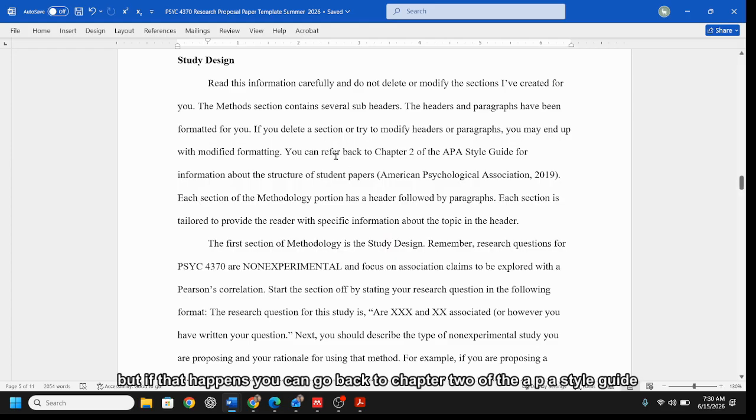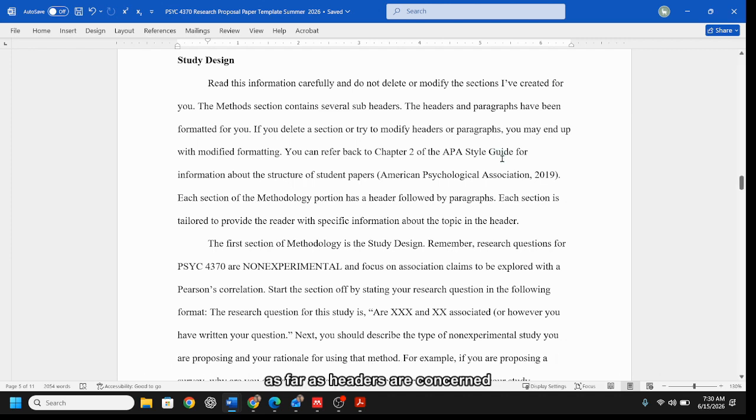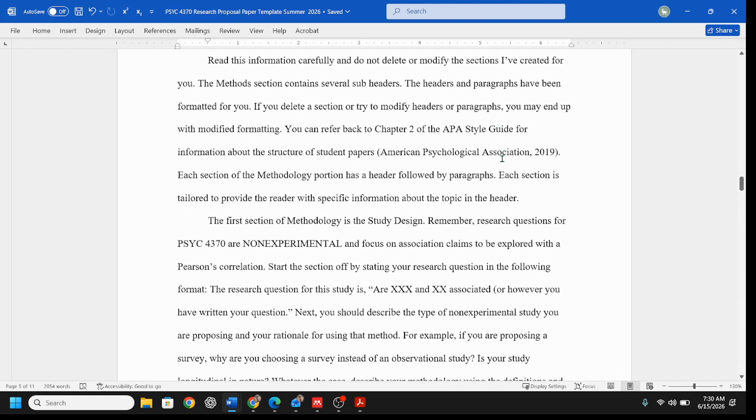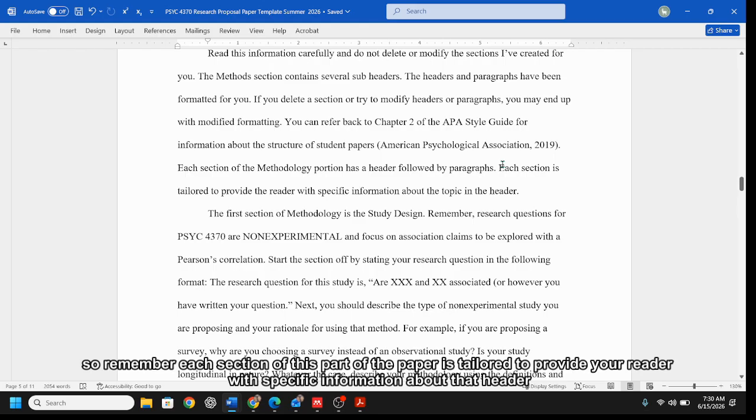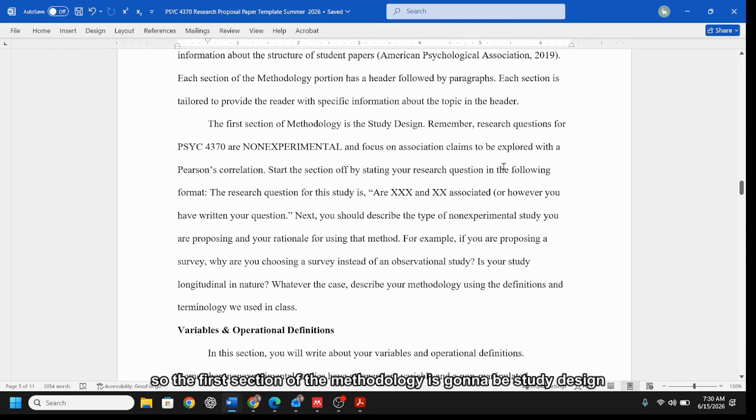But if that happens, you can go back to Chapter 2 of the APA Style Guide. Specifically, I thought I had put the page numbers in here, but it is in Chapter 2. But reference the student paper in there, and it'll show you exactly how the pieces are supposed to be laid out as far as headers are concerned. So remember, each section of this part of the paper is tailored to provide your reader with specific information about that header. So the first section of the methodology is going to be study design.